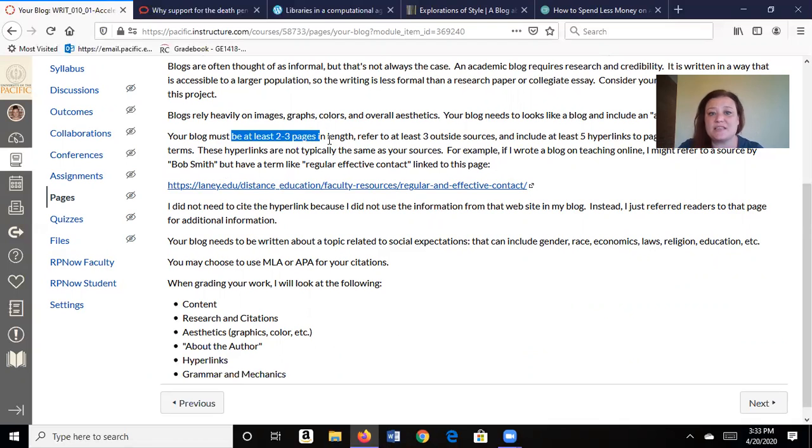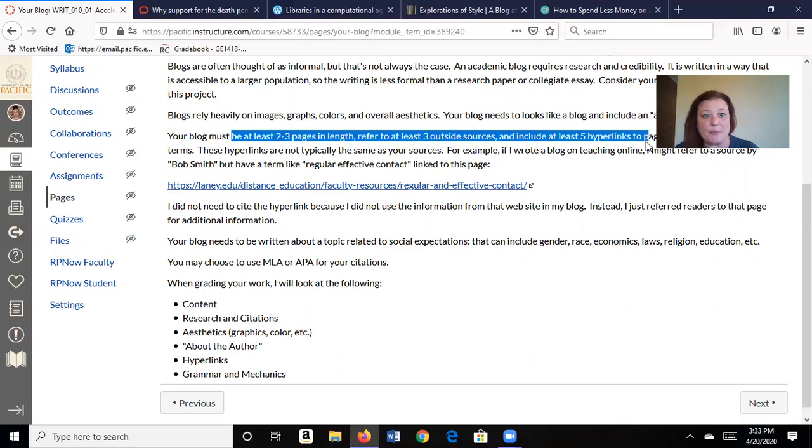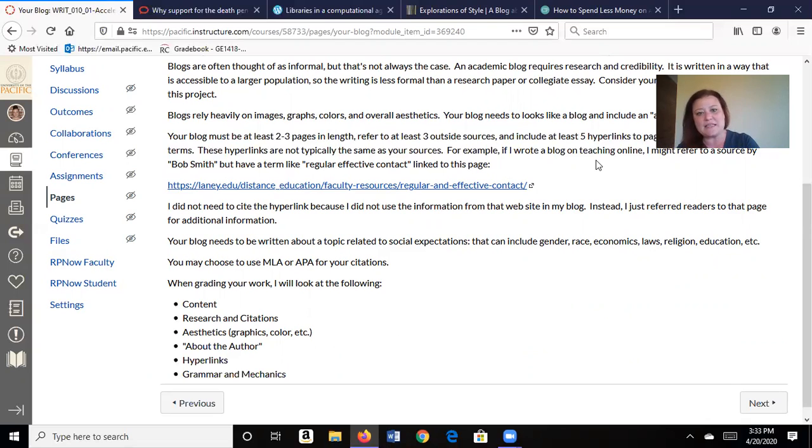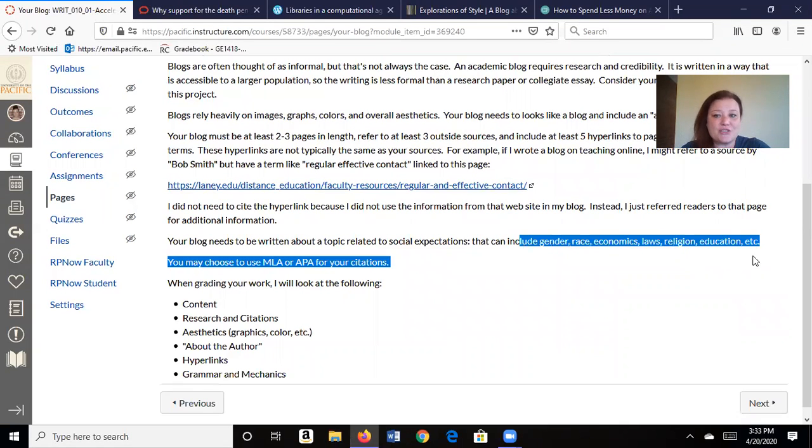The blog must be at least 2 to 3 pages in length, refer to at least 3 outside sources, and have 5 hyperlinks to other pages. So that's what we're looking at. Now let's talk topics. It needs to be related to social expectations. So again, the social sciences, something to deal with humanity. That would include gender, race, economics, laws, religion, education, etc. These are all things I tried to give you readings on during this unit.